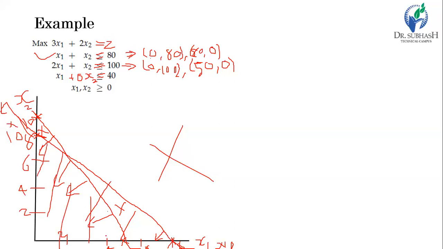But one may argue: why is it limited to this line only, say x1 and x2? It may lie here, because all this area must satisfy these 2 constraints. But keep in mind the non-negativity constraint.